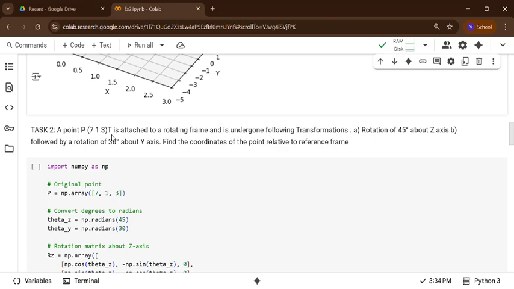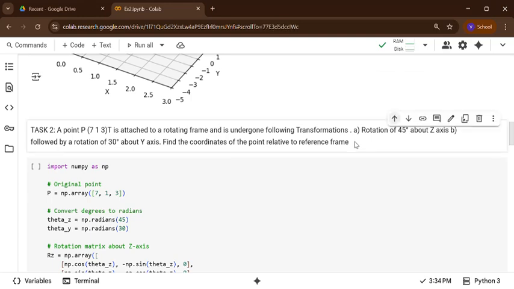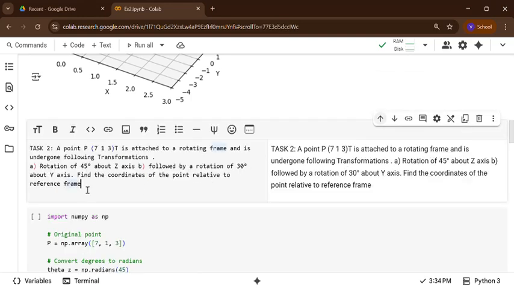Then the second one is, a point 713 is attached to a rotating frame, and it has undergone the following transformations. Previously it was one transformation, now it is two. Okay. So one transformation is a rotation of 45 about Z and a rotation of 30 about Y, and find the coordinates. So the formula here is, let me say, new point.